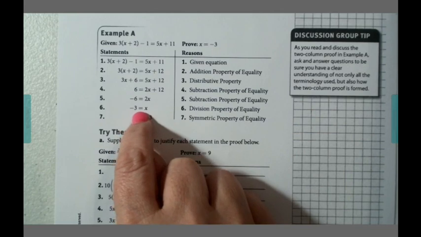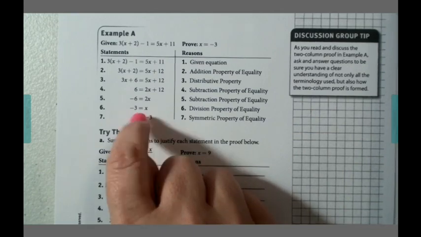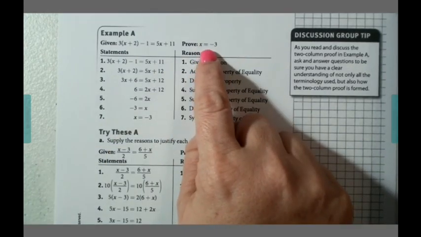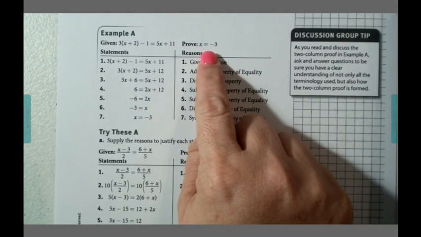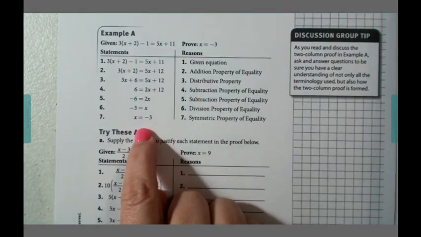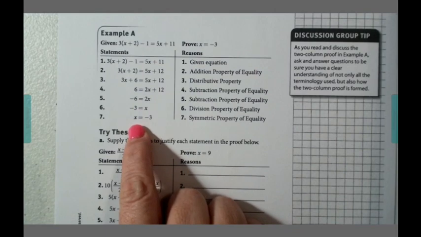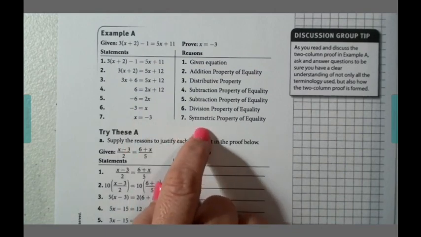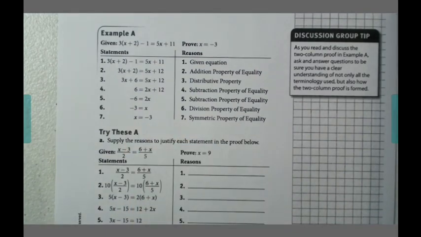But this isn't what we were asked to prove. We were asked to prove this, x equals negative 3. So this is a simple property that has to be used. It's called the symmetric property of equality, which just means that if negative 3 equals x, well then x must equal negative 3. All they did was switch it across the equal sign.